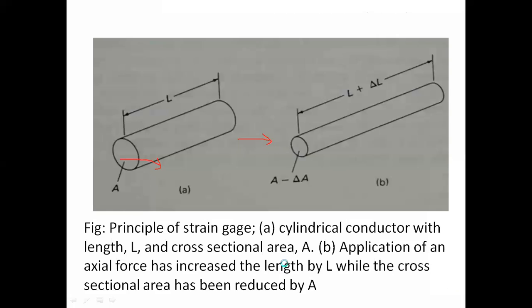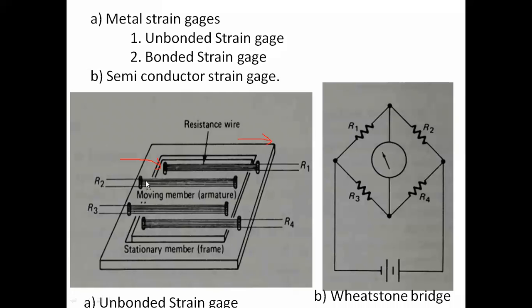So based upon this, when there is stretching, it means the length will increase, and due to that the resistance of R2 will increase, and similarly R3 also increases. And for R1 and R4, the resistance will decrease, because this length will decrease. So the variation of this particular change of resistance will be identified by using a bridge circuit.